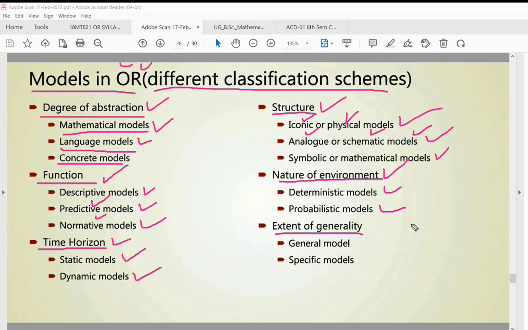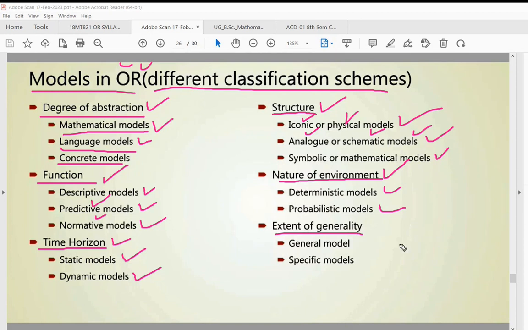Then what is a probabilistic model? At any instant something might occur which is not predictable. Those types of models are called probabilistic models. It means the probability can be identified, and at that probability, action has to be taken at that instant. Those types of models are called probabilistic models.